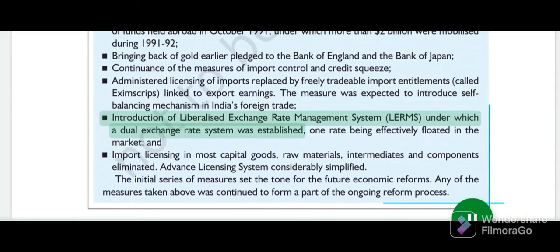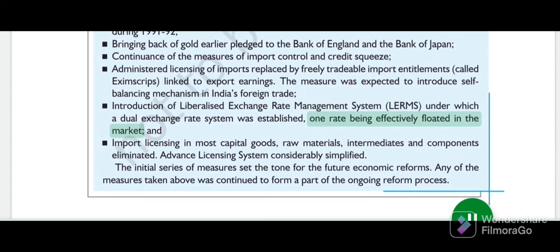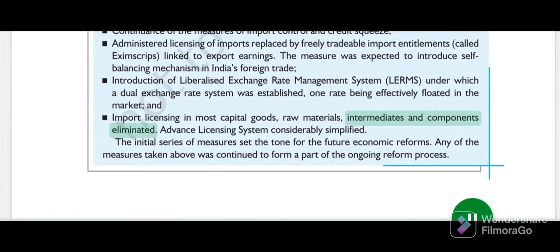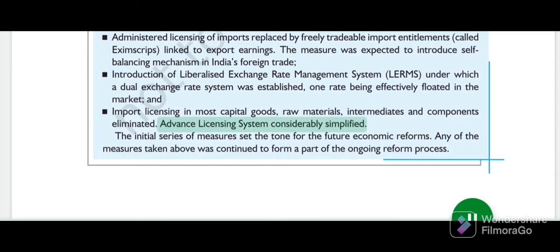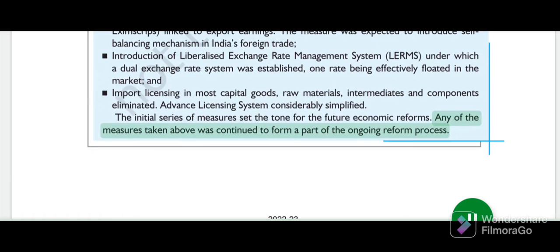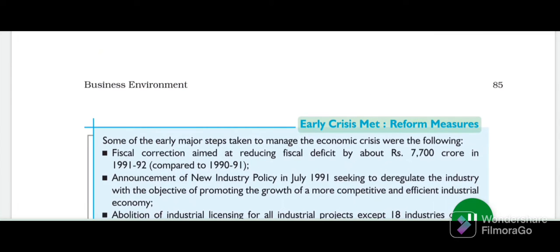An introduction of liberalized exchange rate management system (LERMS), under which a dual exchange rate system was established, one rate being effectively floated in the market. And import licensing in most capital goods, raw materials, intermediates and components eliminated. Advanced licensing system considerably simplified. The initial series of measures set the tone for the future economic reforms. Many of the measures taken above were continued to form a part of the ongoing reform process. Early crisis met, reform measures.